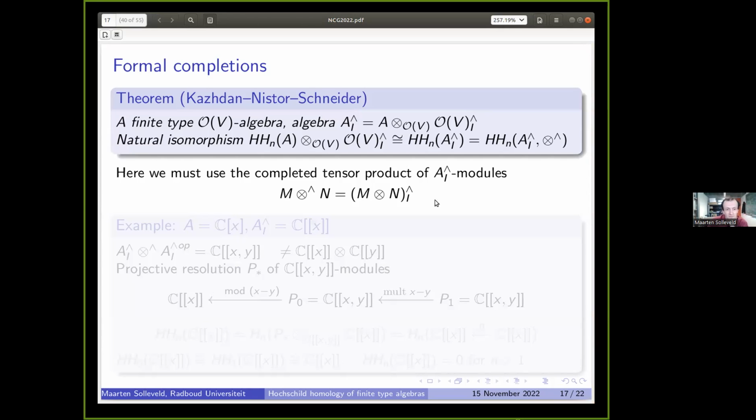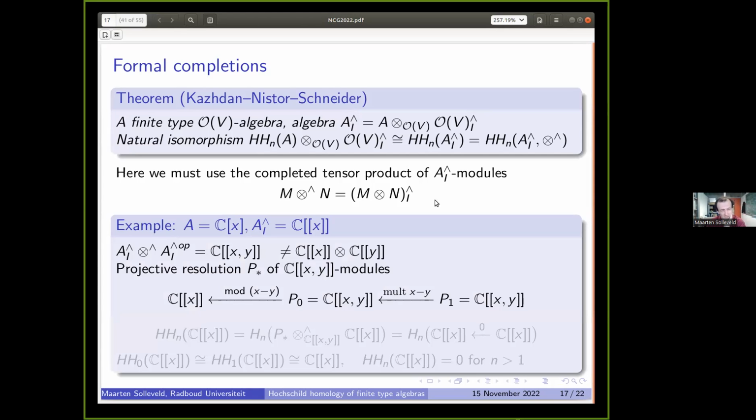So let's also check what happens there in a simple example. The algebra of, well, polynomial functions in one variable. Then you take the ideal of functions vanishing at 0, then the completed version is just, of course, the power series centered at this point. And then you can look at this algebra A tensor A op, but in the completed version, and that's a formal power series, but then in 2 variables.